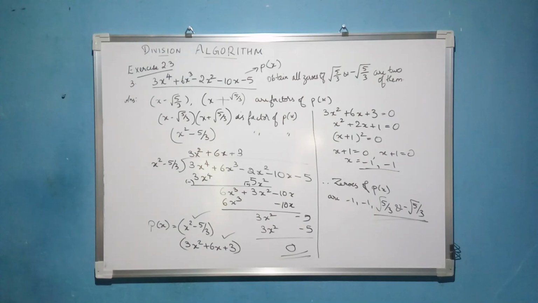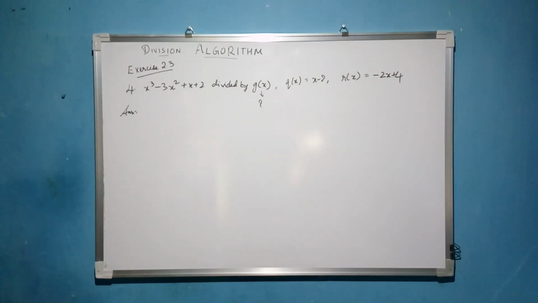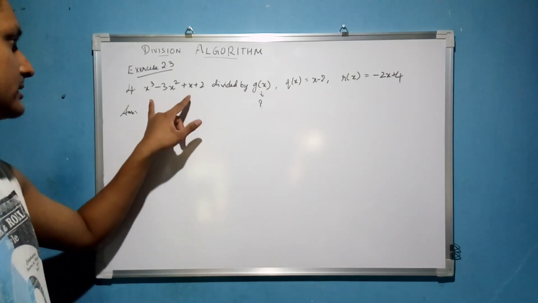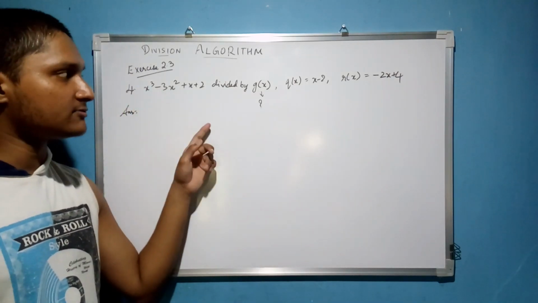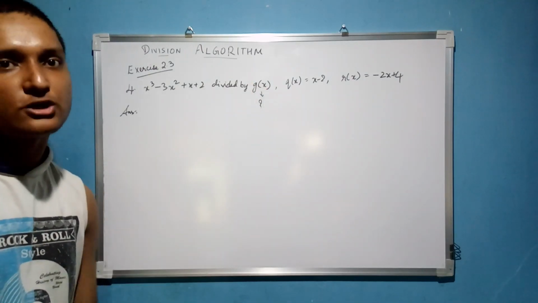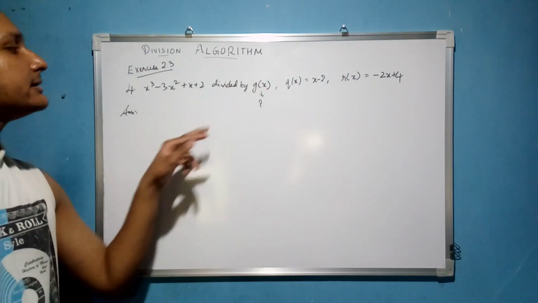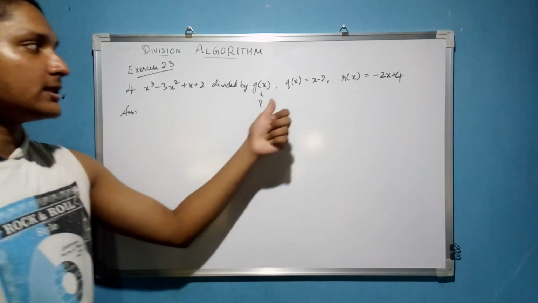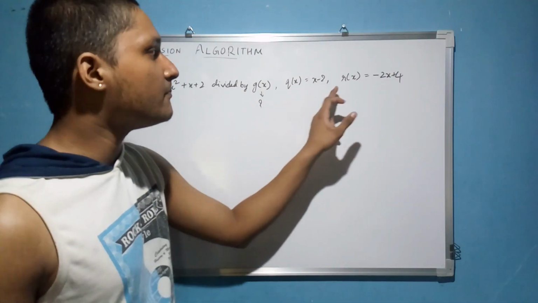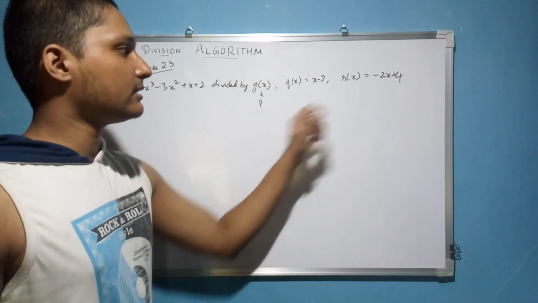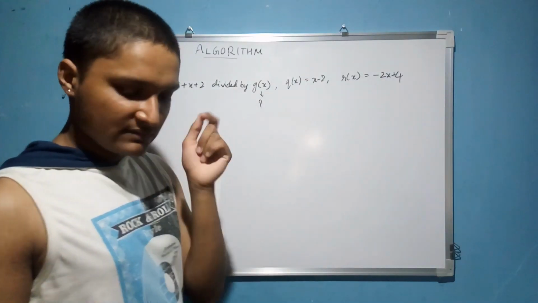Okay, moving on to the fourth question. The fourth question is: given that this polynomial, that is x cube minus 3x square plus x plus 1, is divided by some other polynomial g of x, we are asked to find that polynomial g of x. If the quotient, I have written it to be q of x, Q of x is x minus 2, and r of x, that is the remainder, is minus 2x plus 4.